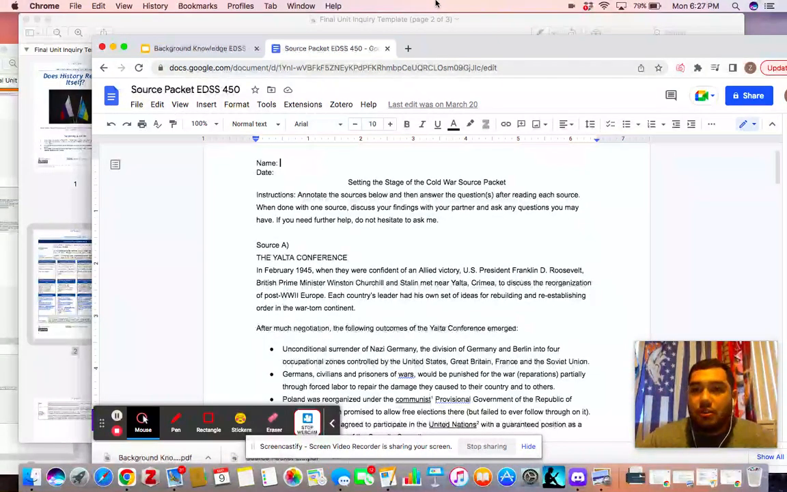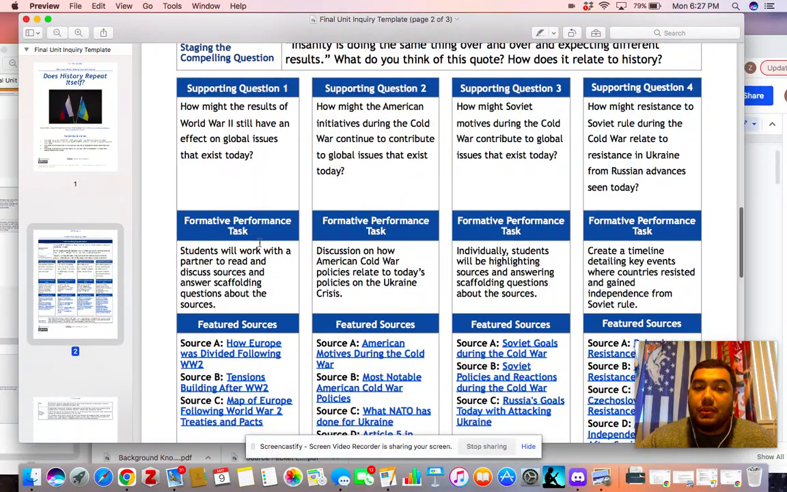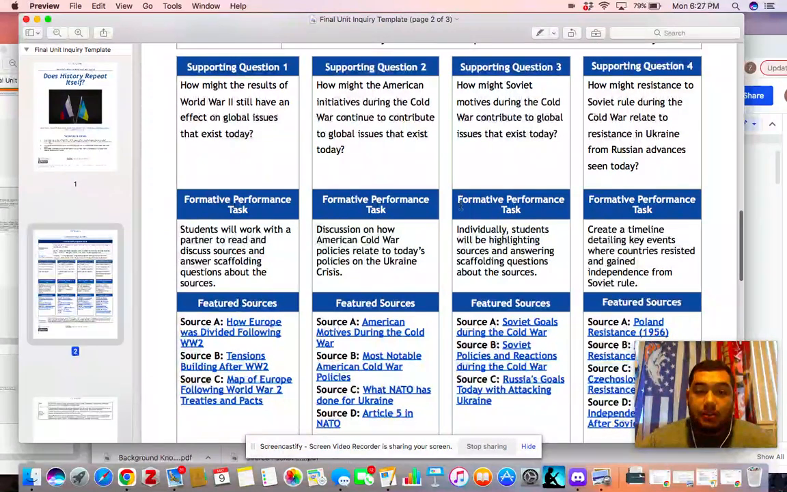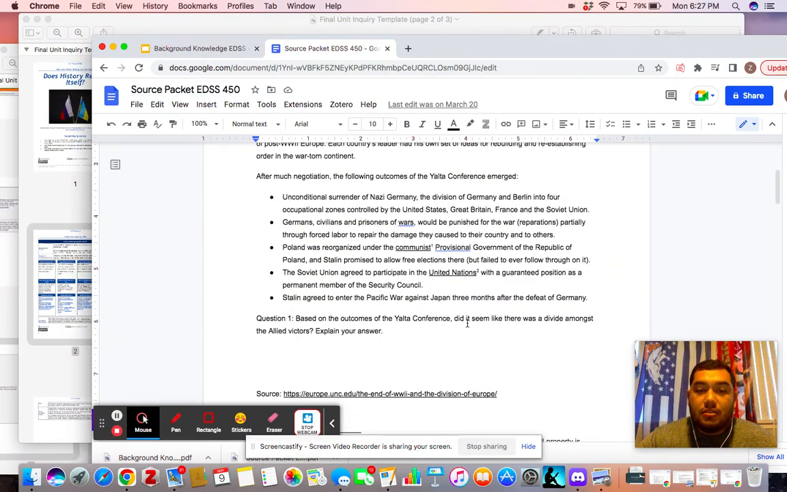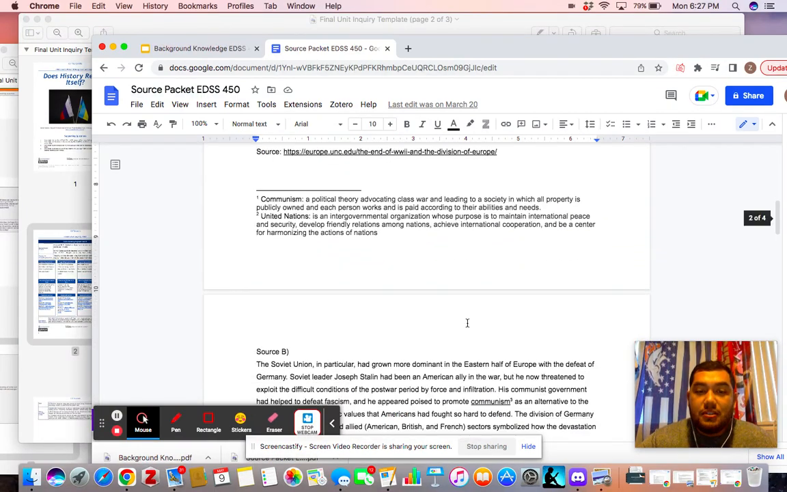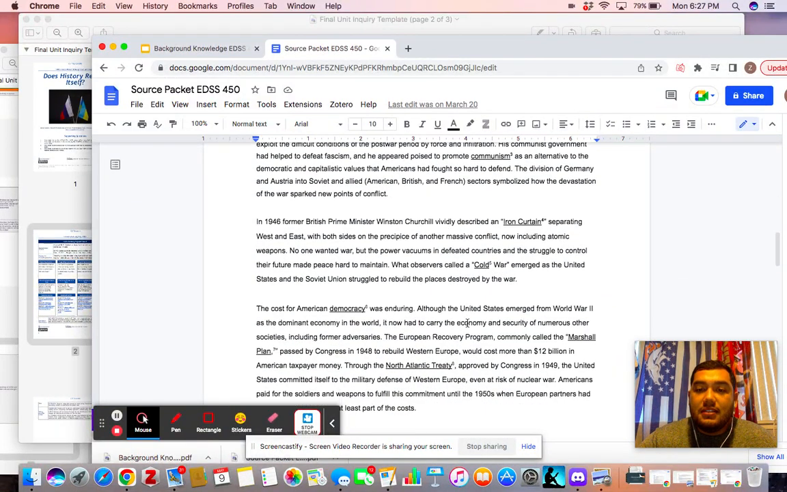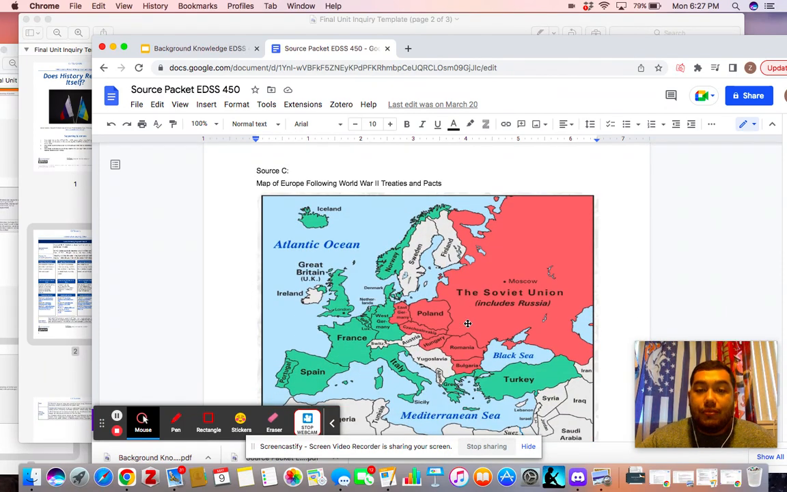With this lesson, we're dealing with day one. As you can see, in our formative performance task, students will work with a partner to read and discuss sources and answer scaffolding questions about the sources. Here I have my sources, and there are three. Source A is on the Yalta Conference, source B talks about the tensions between the United States and the Soviet Union, and source C provides a map of Europe following World War II treaties and pacts.